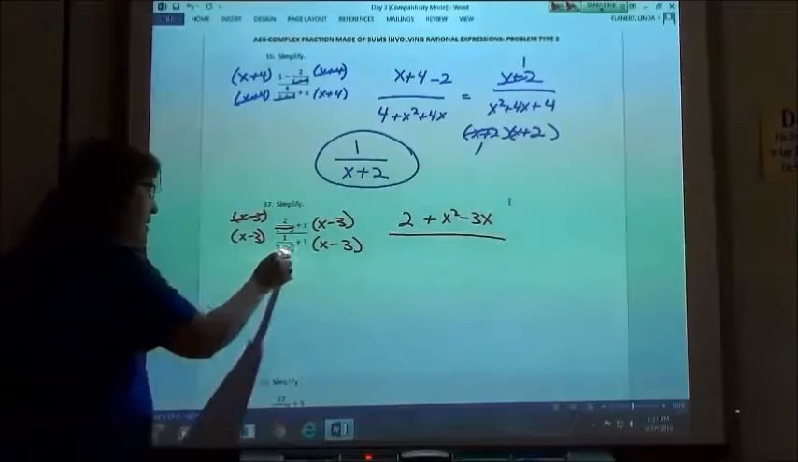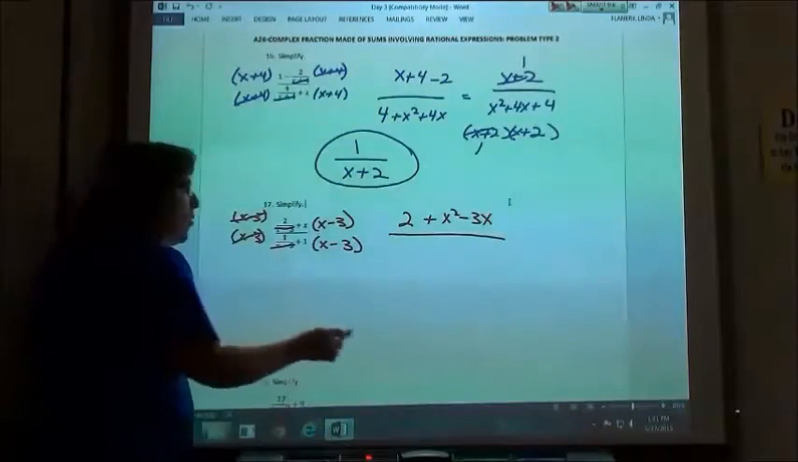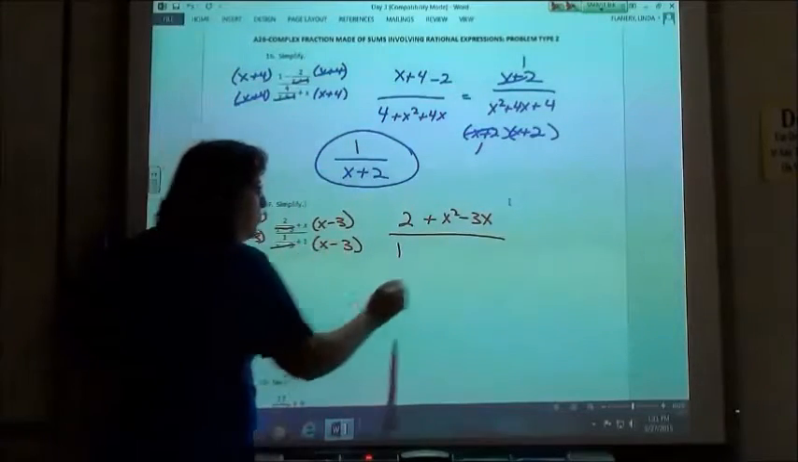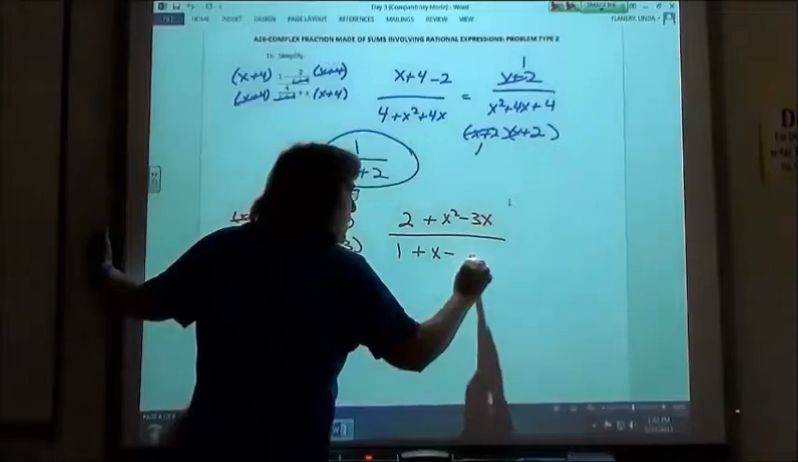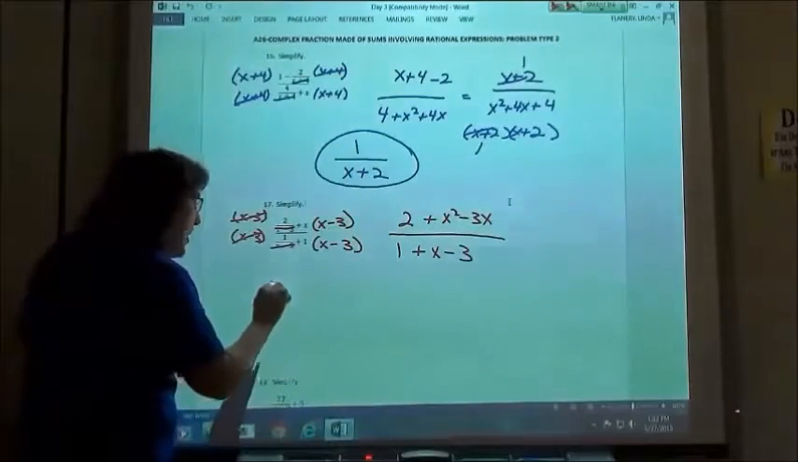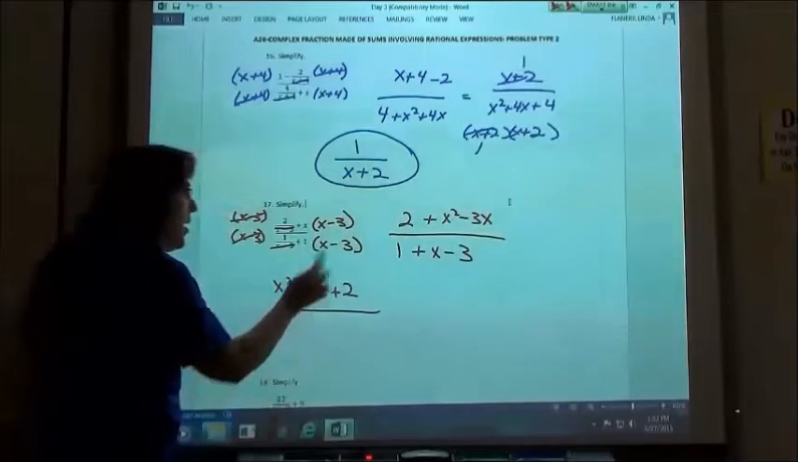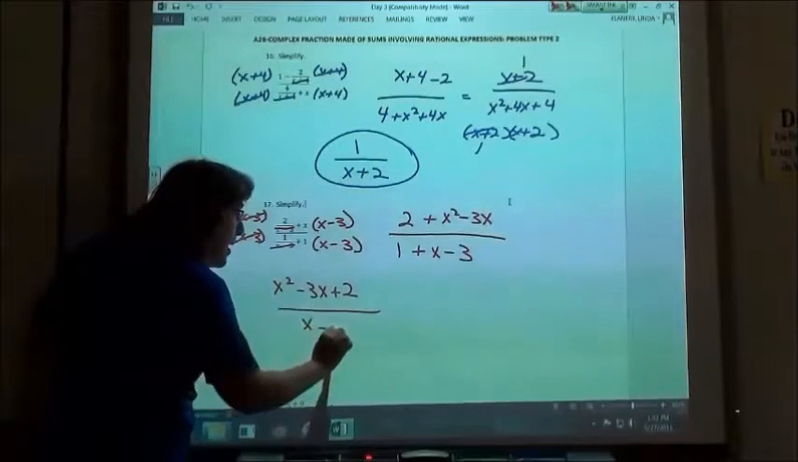On the bottom, the x minus 3 cancels out. I get 1. And multiplying that out, I'm going to get 1x minus 3, or x minus 3. So on the top, we have x squared minus 3x plus 2. On the bottom, we're going to have x minus 2.